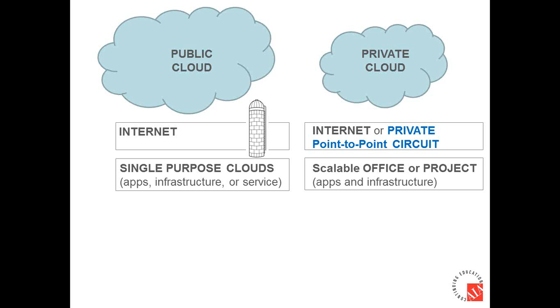On the other hand, a private cloud is really your scalable office or project in the cloud. So it really is the fundamental infrastructure of your cloud environment as well as the apps that go into it. So it's much more of a total solution.